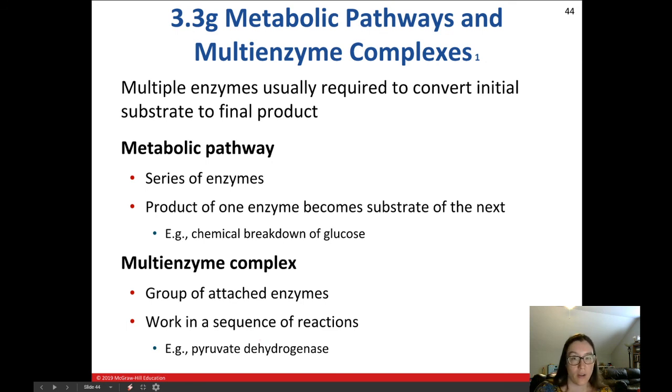So the last thing I want to talk about is how enzymes are arranged together. Usually when we have some sort of reaction, especially a complex reaction like aerobic cellular respiration, which we'll talk about next time, we might need multiple enzymes to convert the initial substrate to the final product. Like glycolysis uses a chain of 10 enzymes in a row. There are a couple of different ways this can happen. A metabolic pathway is a series of enzymes, where the product of one enzyme becomes the substrate of the next. The chemical breakdown of glucose is a metabolic pathway.